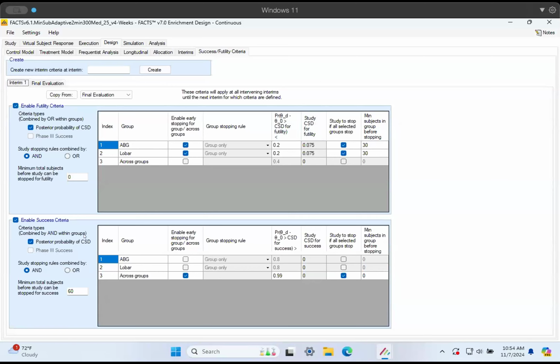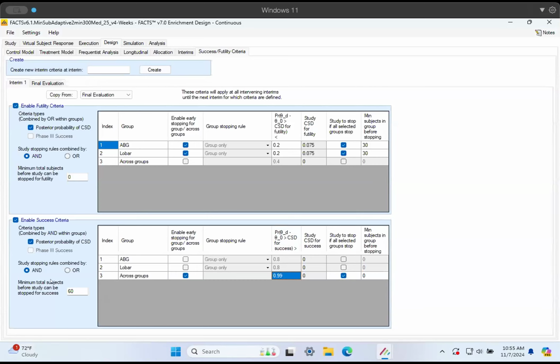We have success criteria. Our success criteria is all based on the across group estimation. So we can enable early stopping for across group treatment effects. In order to stop the study early for success across groups, we need that posterior probability to be greater than 0.99. That was that kind of overwhelming efficacy signal. The CSD here is 0. And that's going to stop our study early for success.